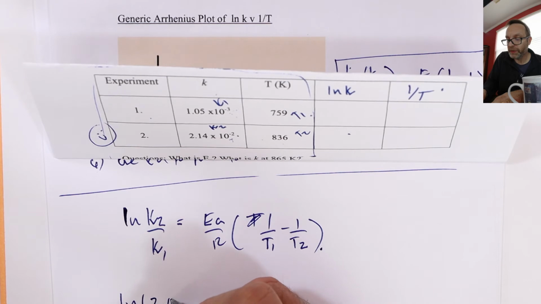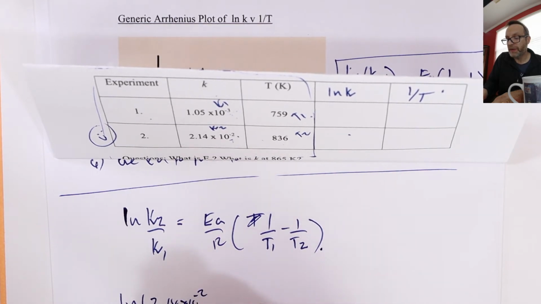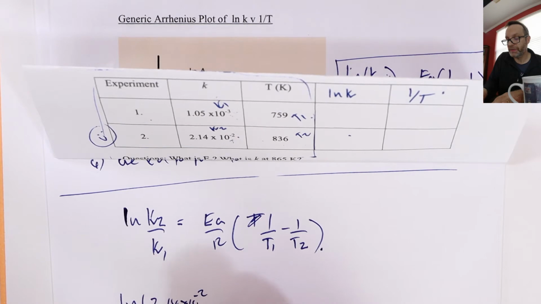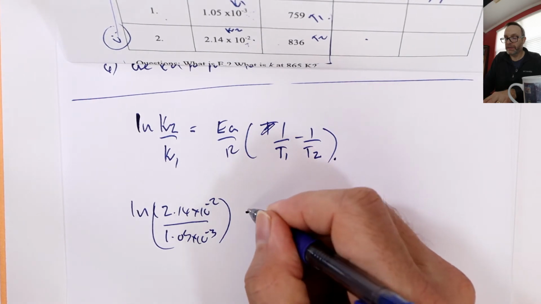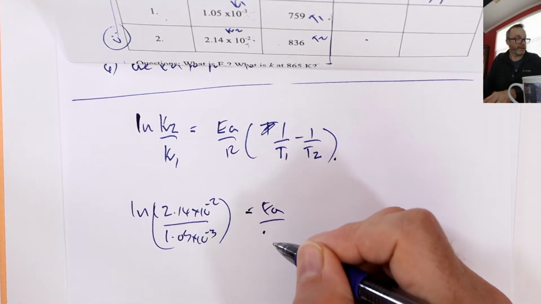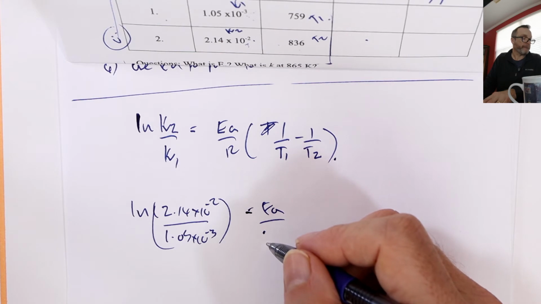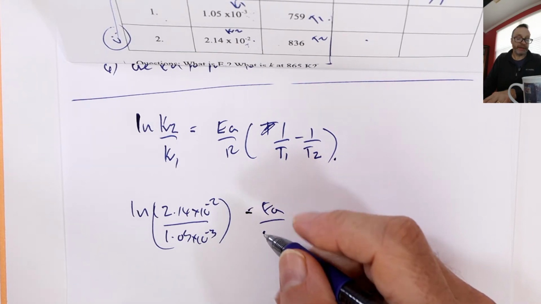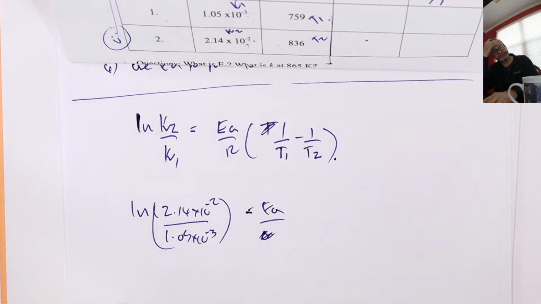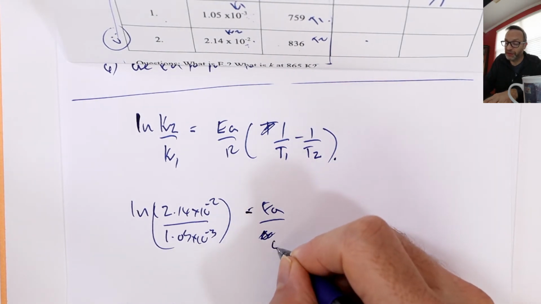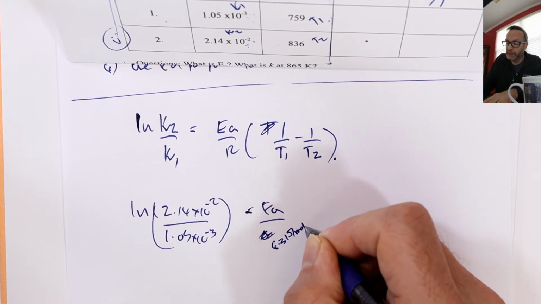Okay, ln of 2.14 times 10 to the minus 2 over 1.05 times 10 to the minus 3 equals EA over R. Now R is, oh, you've got to be careful here, right? Because we're dealing with energy, which is in joules, we have to use the metric version of the gas constant, which is 8.31 joules per mole per Kelvin, right?